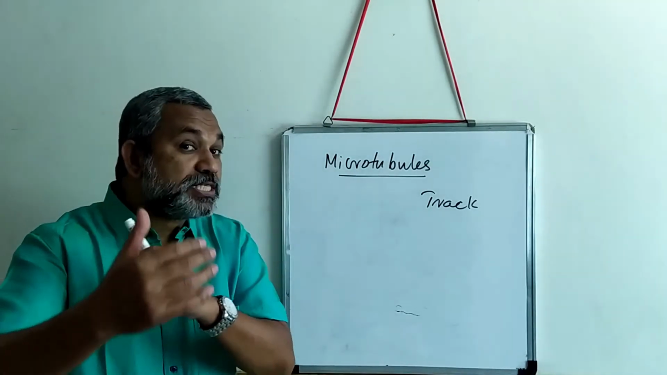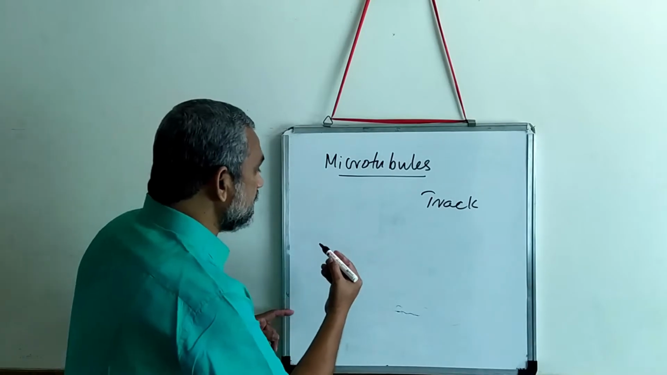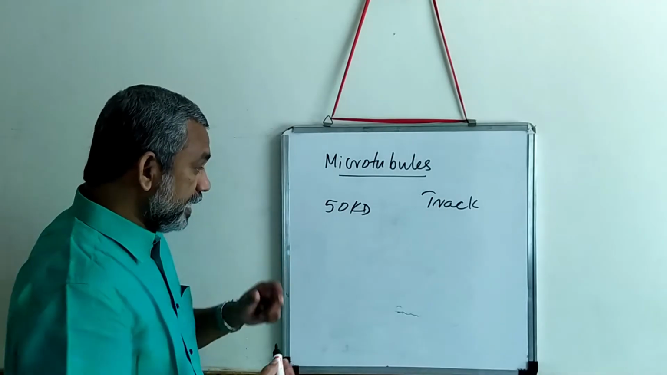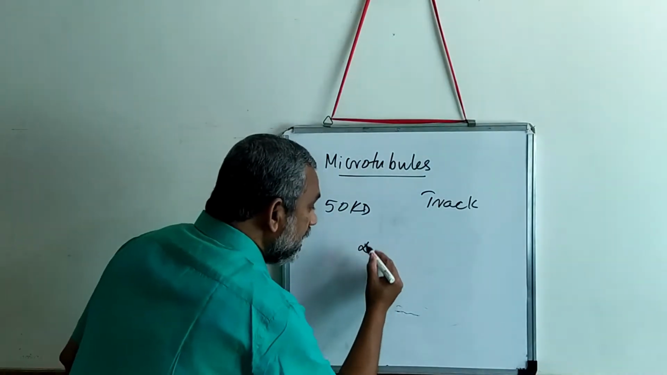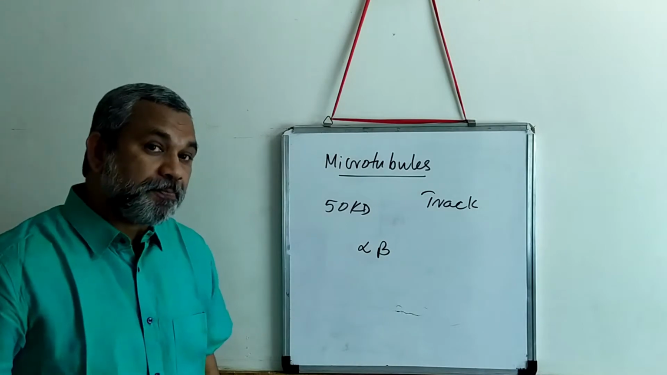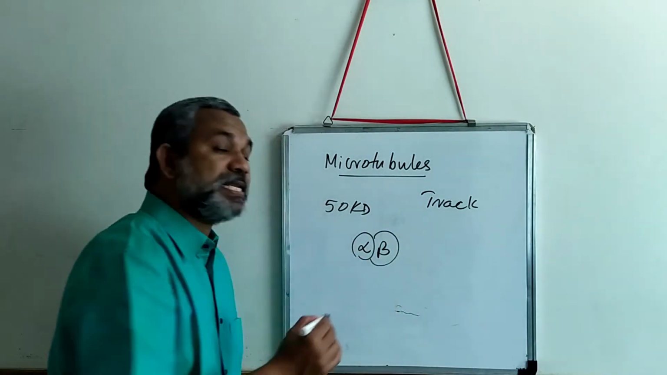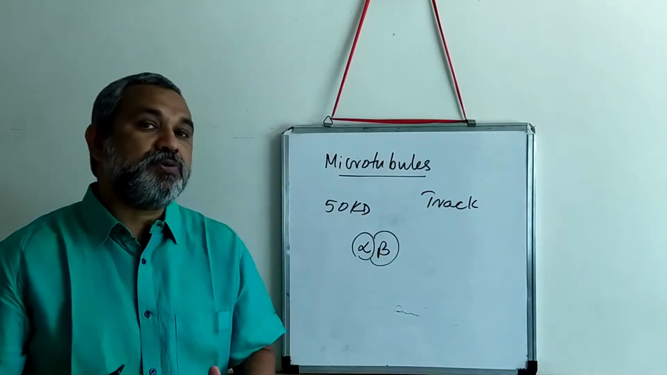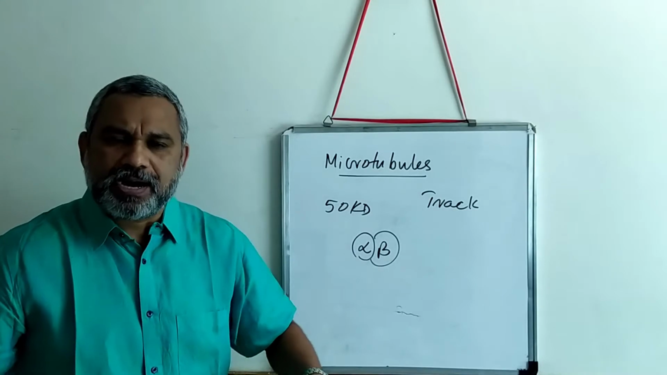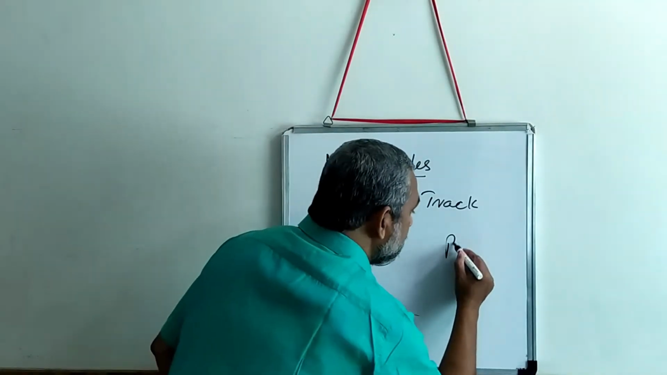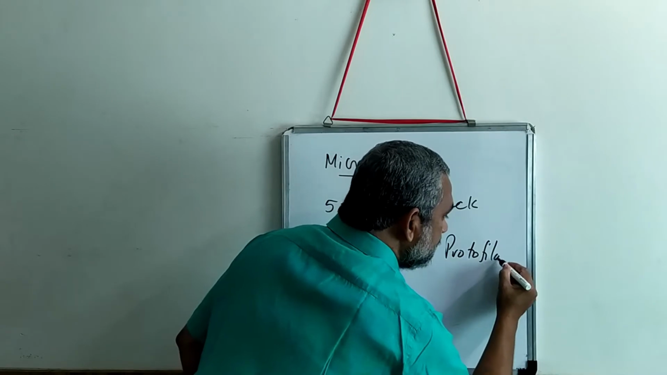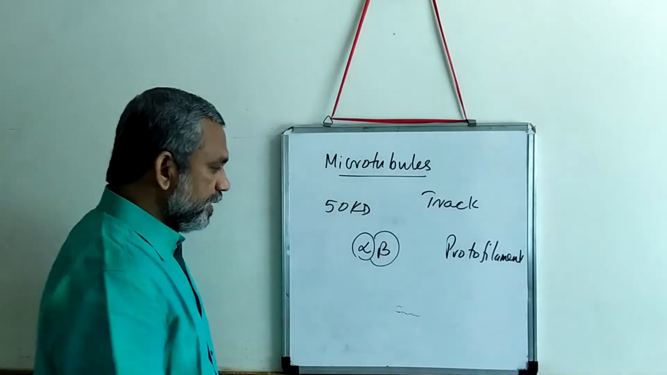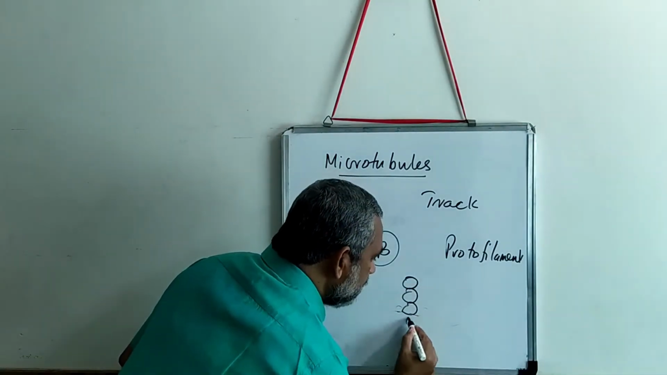Microtubules are assembled from a 50 kD heterodimeric unit of alpha and beta subunits. These alpha-beta subunits are repeated again and again, and they form something called a protofilament. Now, these protofilaments will be looking like this.